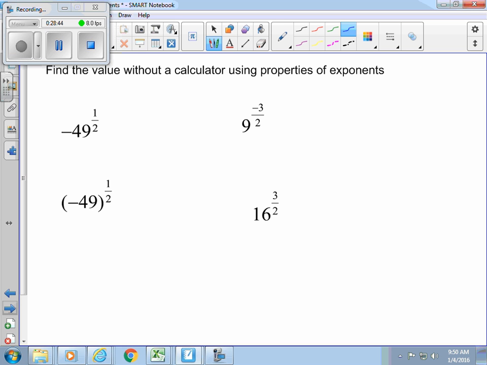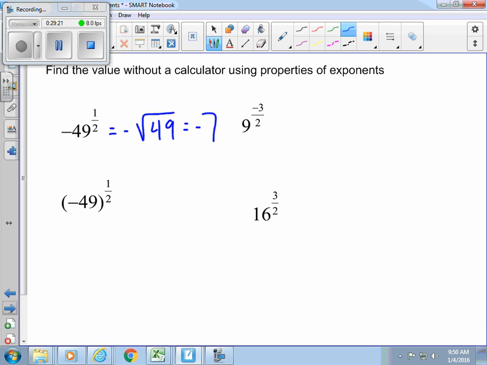Okay, the 1/2 power goes with the negative on the bottom, right? And the 1/2 power does not go with the negative on the top one. Does everyone agree with that? So look back at your note card. What does a 1/2 power mean? It's square rooted. So this means negative square root of 49, which is negative 7.